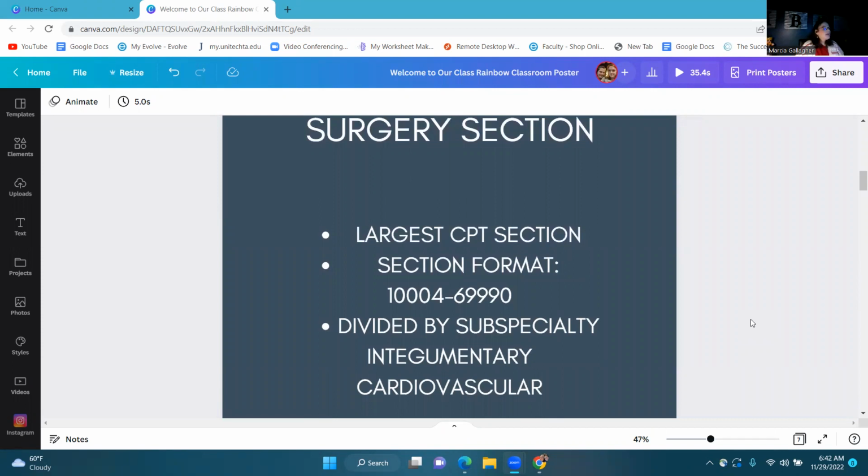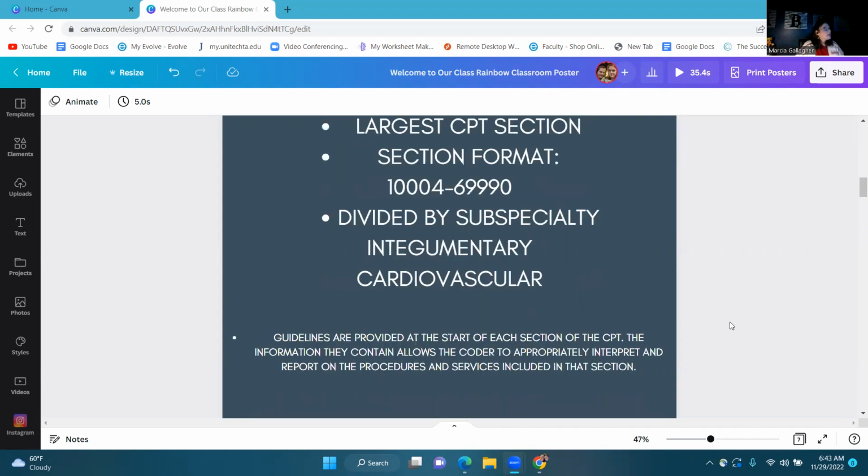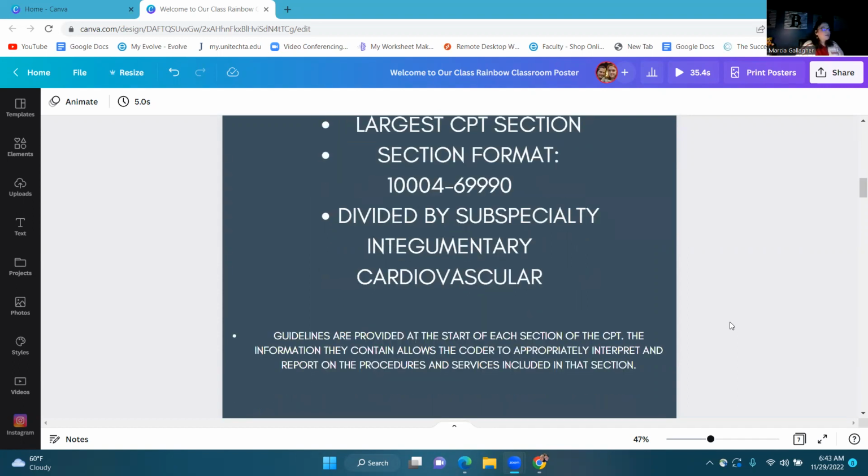The section format starts at 10004 and it goes through 69990. It's divided by subspecialty. For example, the integumentary system, the cardiovascular system. Guidelines are provided at the start of each section of the CPT. The information they contain allows the coder to appropriately interpret and report on procedures and services included in that section. Okay, all of that is saying that at the beginning of every section, you're going to have some guidelines that will help you code accurately.